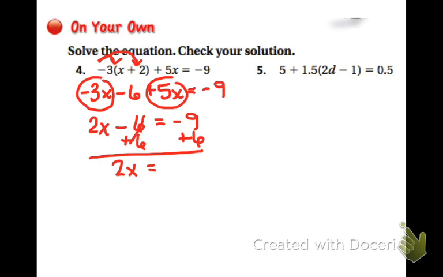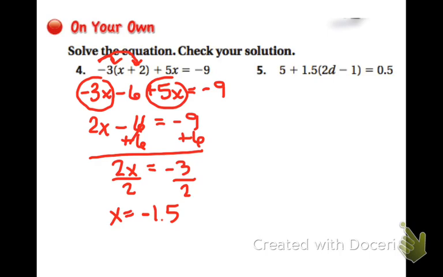2x would be equal to negative 3. When I divide by 2, I would get x is equal to negative 1.5. And don't forget to check your work to make sure that it is true.